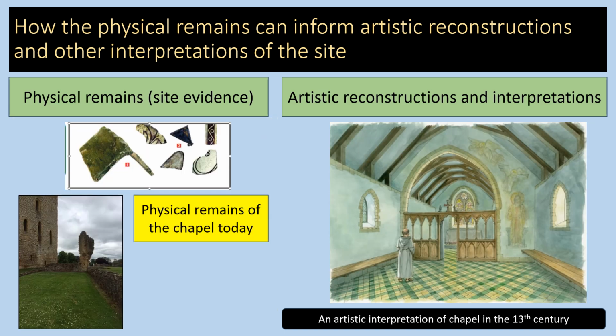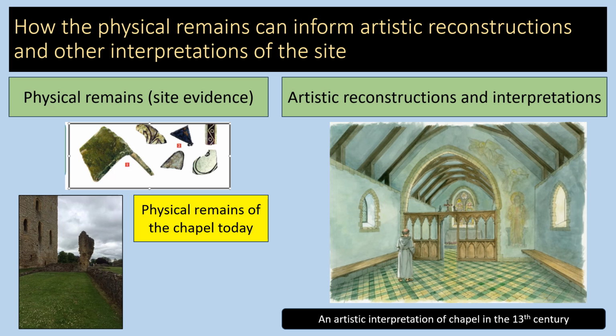Now, if we were to think about something like the chapel, for example, and here is an artistic interpretation of the chapel in the 13th century, various physical remains would help to inform this. So we've got here on the left-hand side a picture of the moulded jamb, for example. We've got the remains of glazing tiles and fragments of glass with stained glass on them, for example, that have been discovered as well. So from this and from the site evidence, we can inform the shape of what the chapel might have looked like, for example.